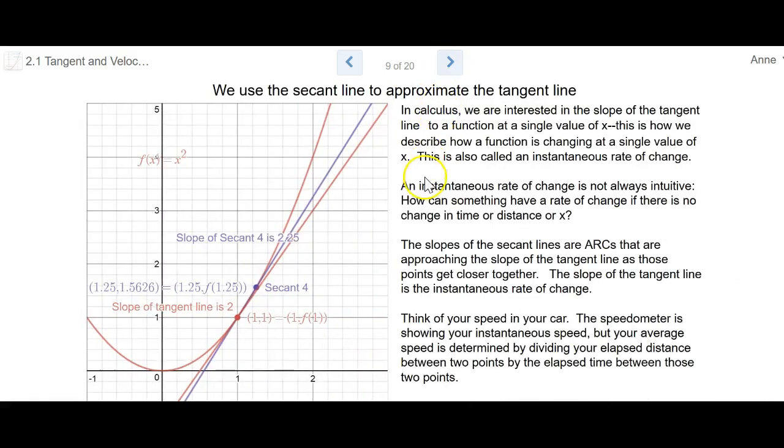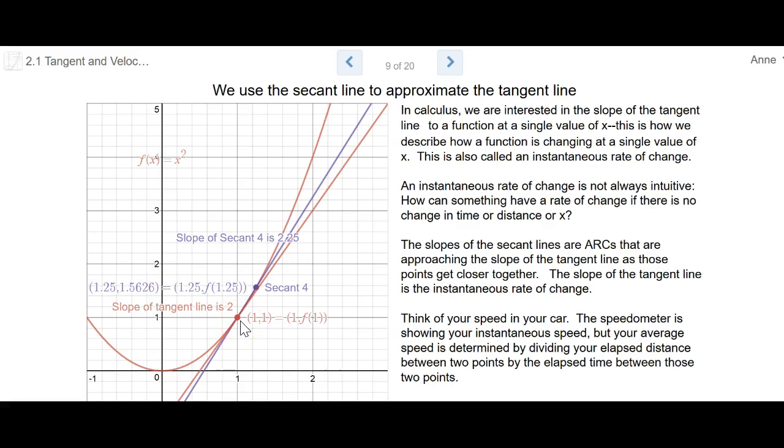And now if I get an even closer point, when x is 1.25, if we figure out the slope of this purple line, now it's 2.25. So you can see that the closer I get this other point to the point I'm interested in, 1, 1, the better approximation the slope of the secant line is to the slope of the tangent line.